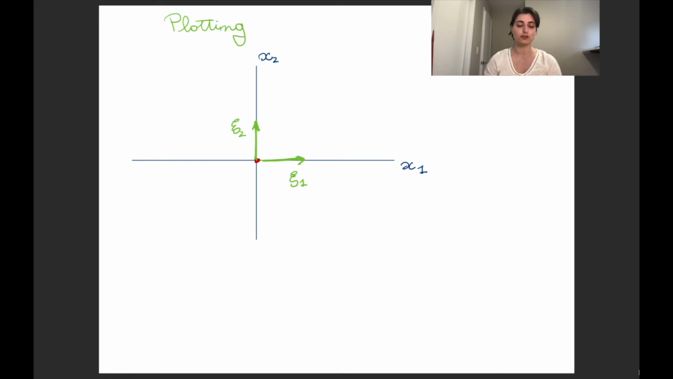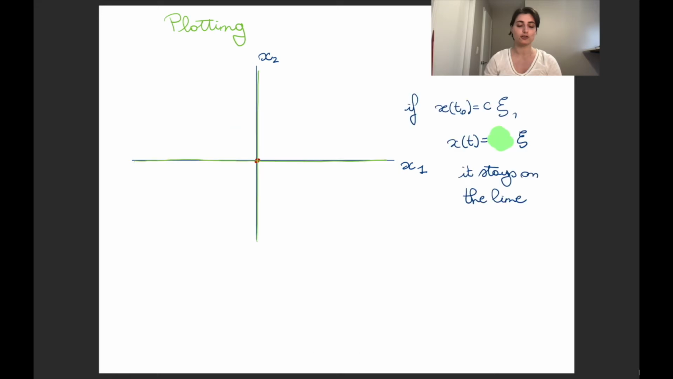They're very simple. And we know that if x at t0, so if we start at time 0 as a multiple of the eigenvector, then x at time t is still going to be a multiple of the eigenvector. What does that mean? It means that if we are a multiple of the eigenvector, so we are on the line along the eigenvector, we're going to stay on the line defined by the eigenvector. So this is why there are these two green lines. If we start there, we stay there.